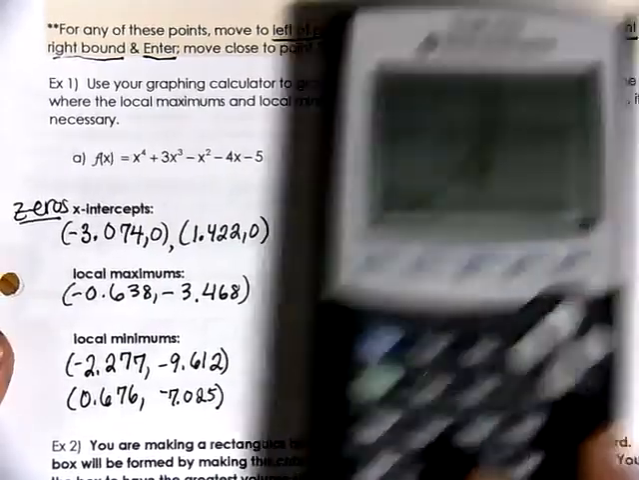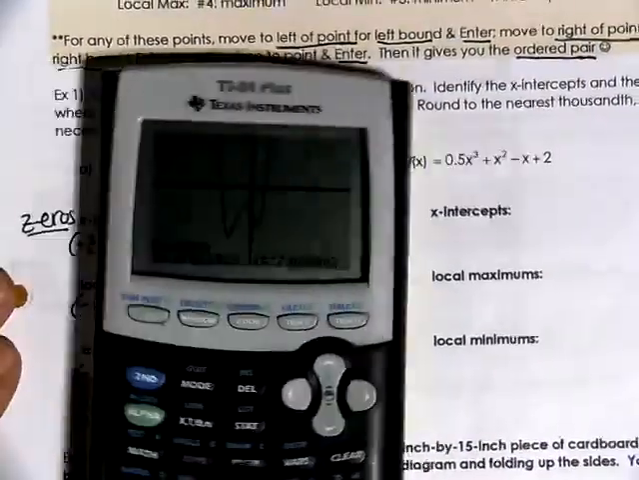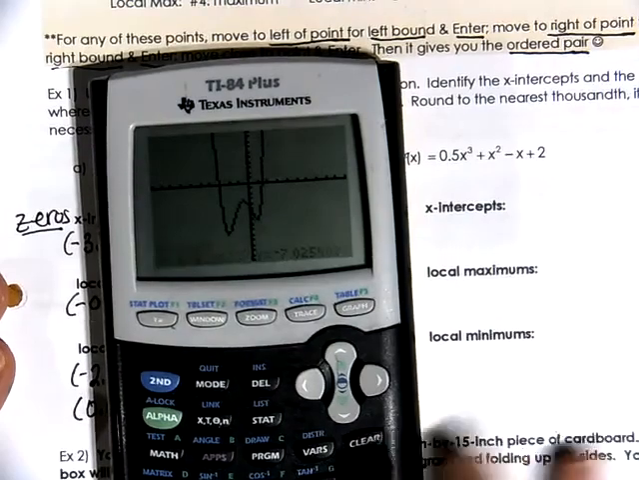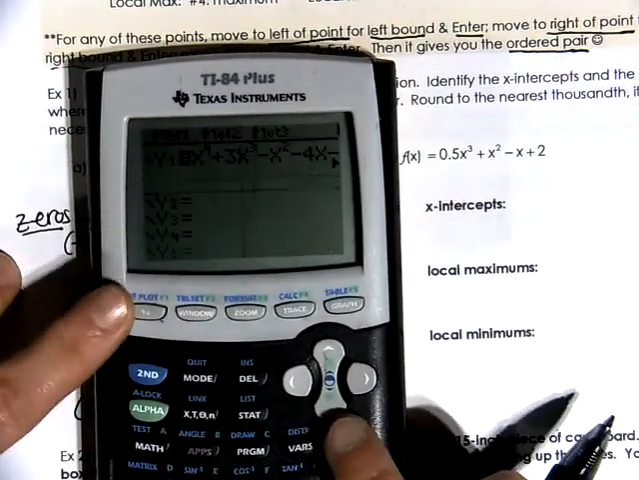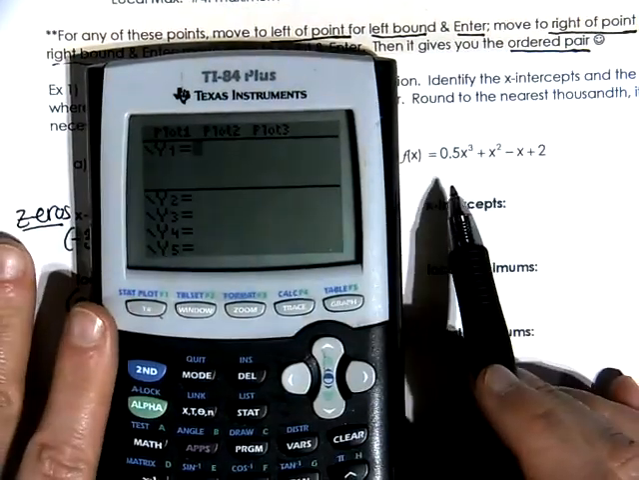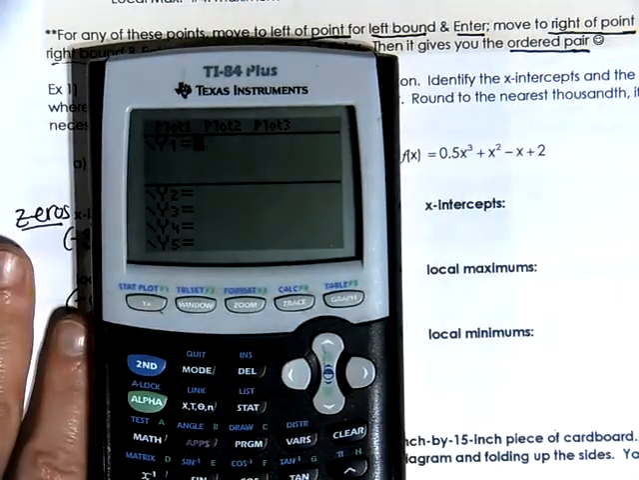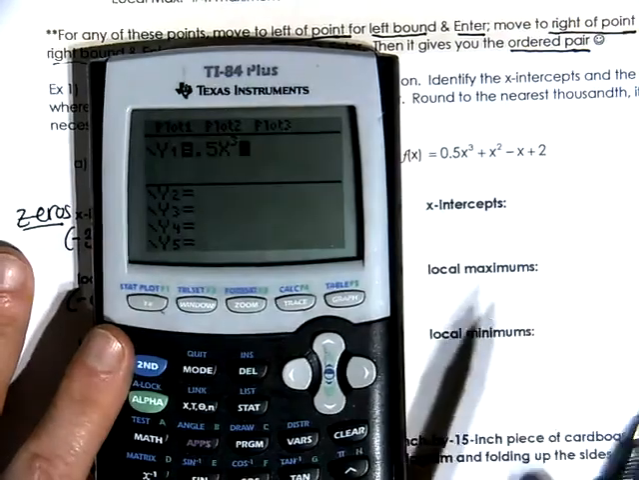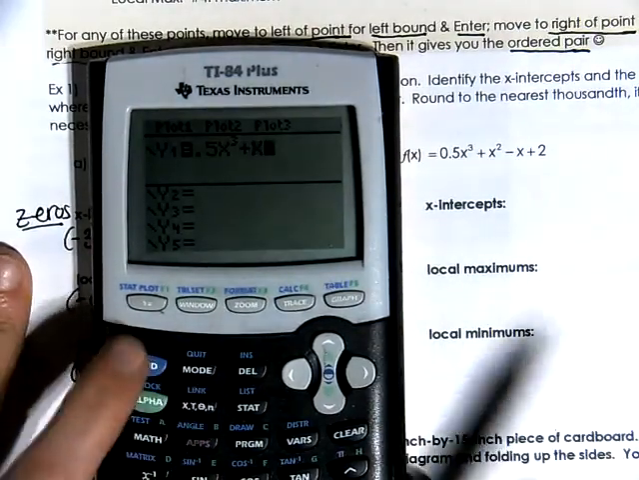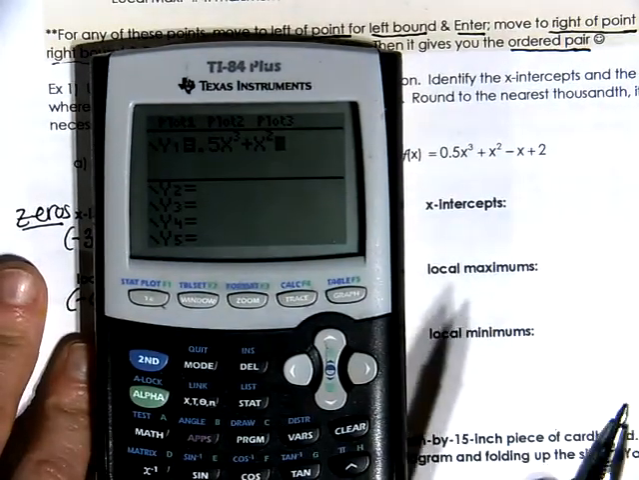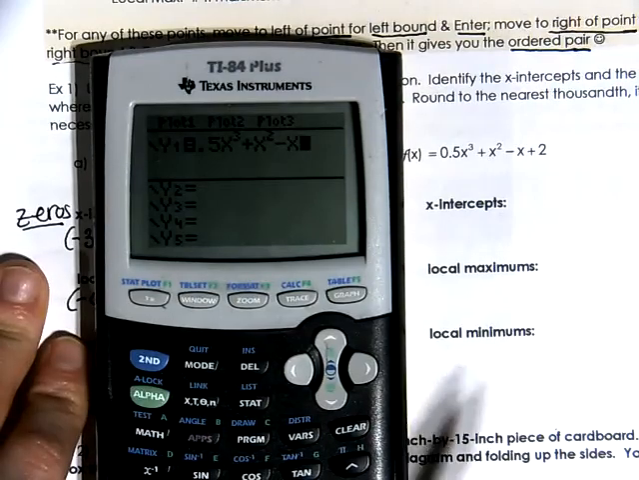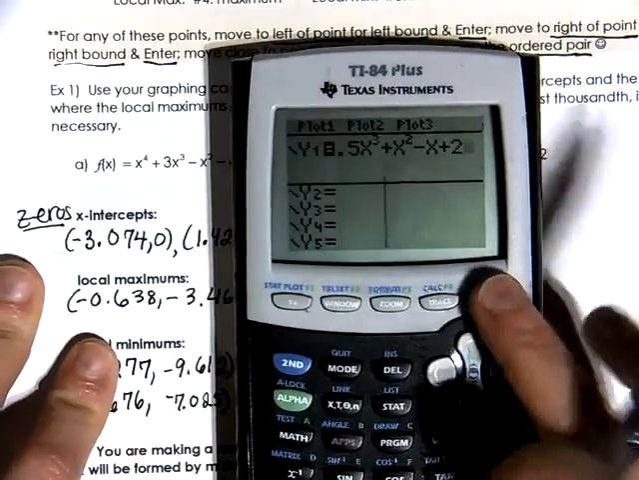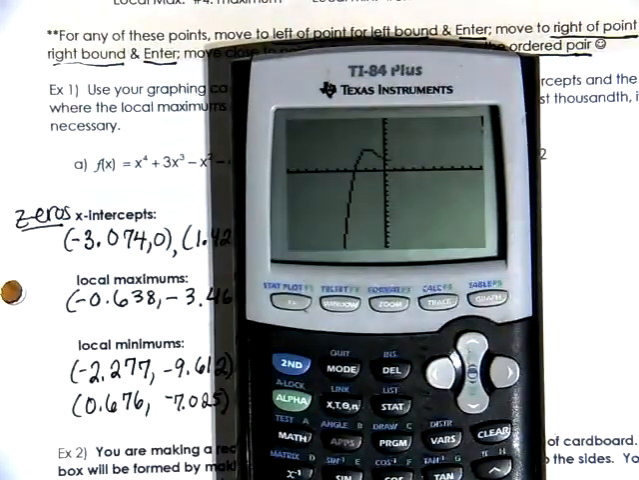All right, let's go ahead and look at example letter B. For example letter B, I'm going to go back to y equals, and I'm going to enter this function directly into my calculator. So I have 0.5x to the third power plus x to the second power minus x plus 2. And once you have it entered into your calculator, we're going to press graph, and we're going to analyze our situation to make sure that we can see what's going on.